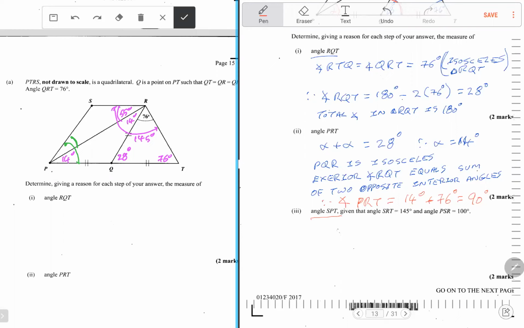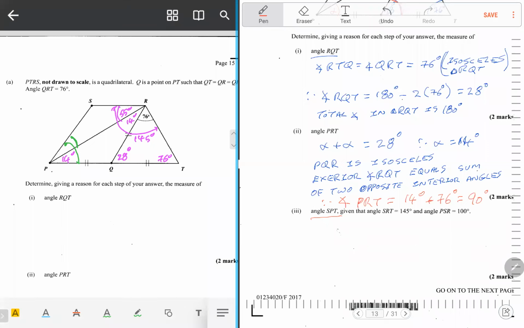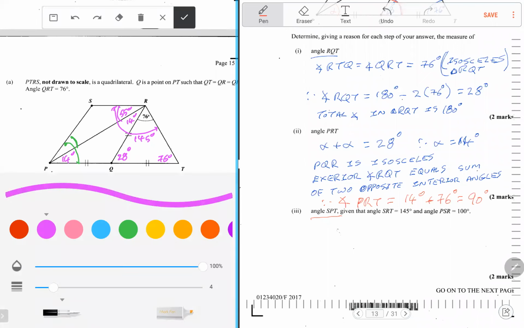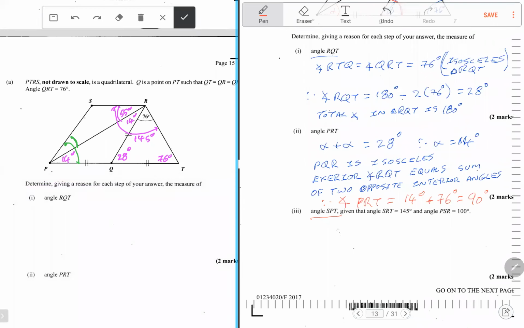So what does it tell us? They also tell us that angle PSR is 100. Angle PSR is 100. So let's go back to the purple. They also told us that this angle is 100 degrees. And so it's easy to find the angle that they want, angle SPT. Find out the green piece here first.